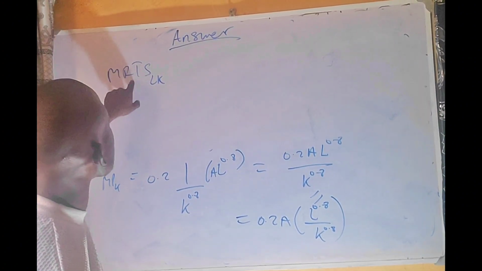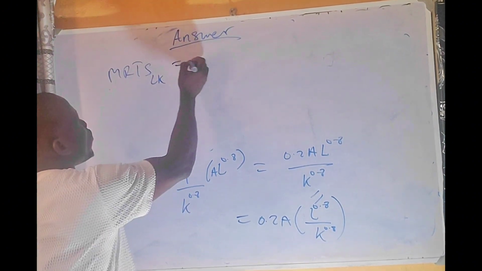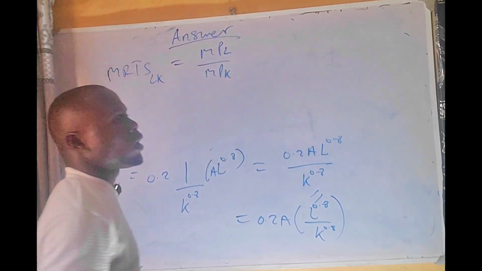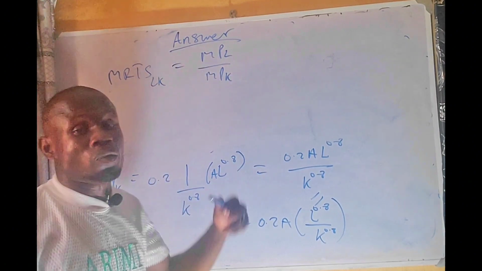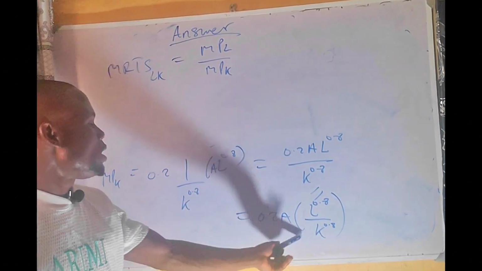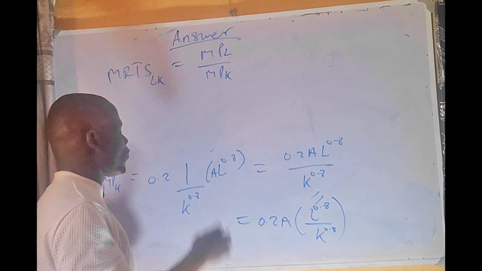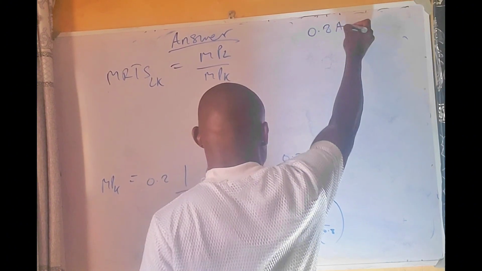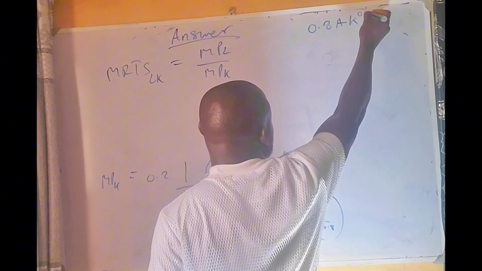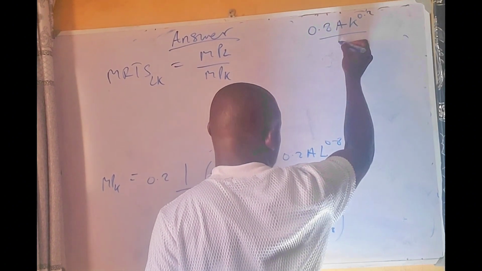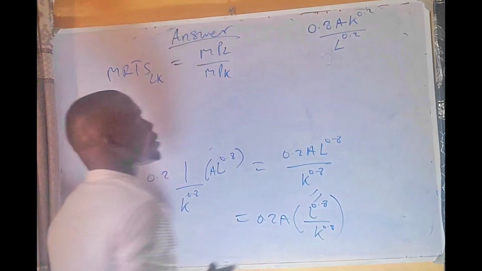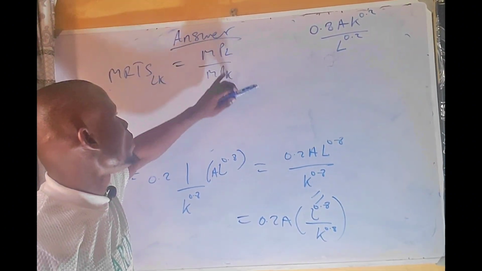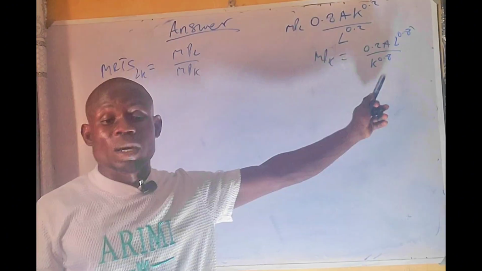So now, the marginal rate of technical substitution of labor for capital is equal to the marginal product of labor over the marginal product of capital. Don't forget, we already found our marginal product of labor and our marginal product of capital. Our marginal product of labor is 0.8 A K^0.2 all over L^0.2. Yeah, that's our marginal product of labor. So now we have to divide the marginal product of labor by the marginal product of capital.